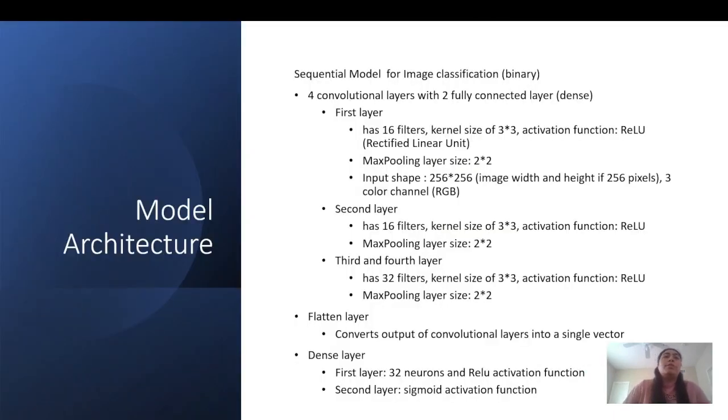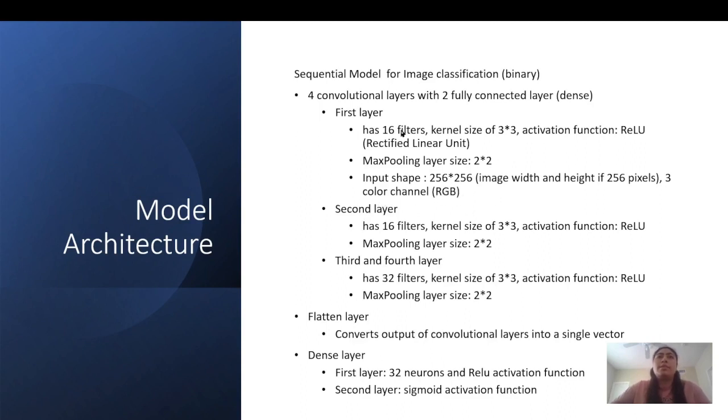Talking about the model structure that I have used, my model uses 4 convolutional layers with 2 fully connected dense layers. My first layer consists of 16 filters with a 3 by 3 kernel size. The activation function I have used is the rectified linear function. In the first layer, I have used a max pooling size of 2 by 2. The input size of my image is 256 by 256, and from the pre-processing, I have also converted the color to RGB, red, green, blue, which is a 3 color channel.